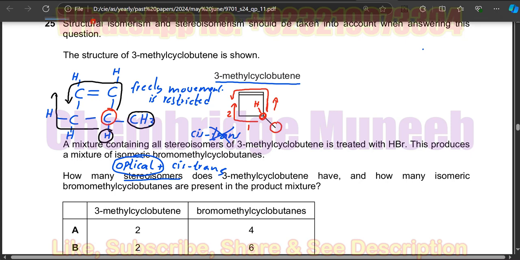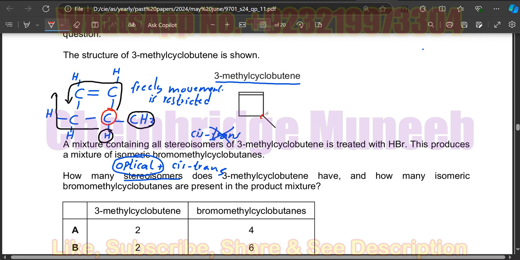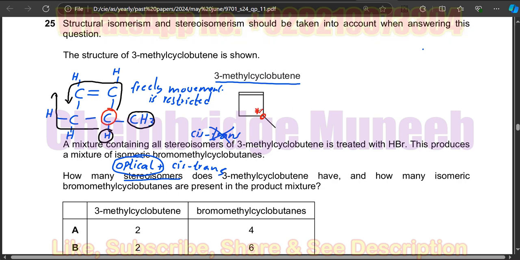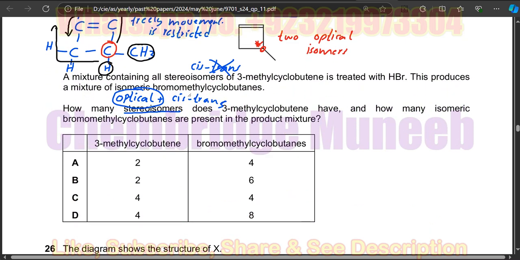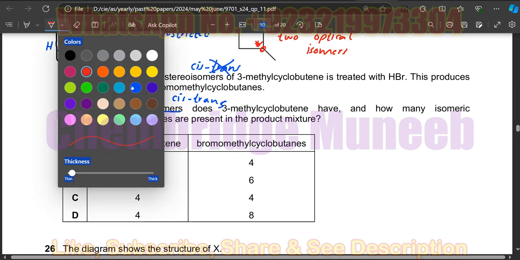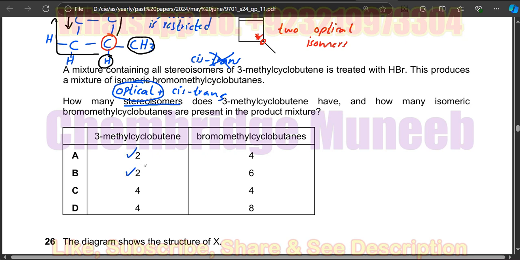So that's why we can say that this carbon is basically the chiral center here. This is the chiral center. For every 1 chiral carbon we have 2 optical isomers. We have 2 optical isomers for this 1 carbon. So now here I will select options A and B because these two options indicate the 2 optical isomers. So that's the right option from this column, 3-methyl cyclobutene.